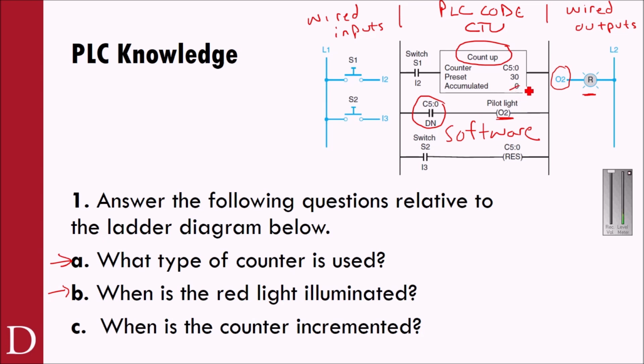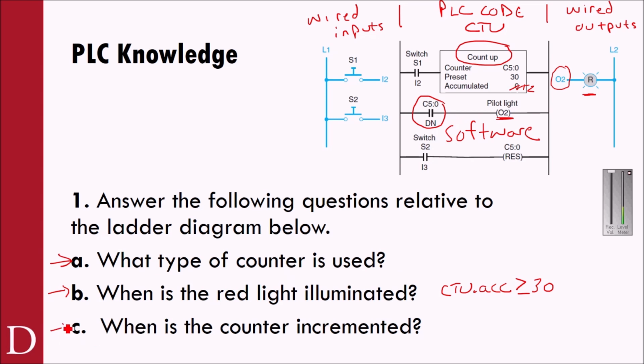So a 0 becomes a 1 becomes a 2, and so on and so forth. So when does the red light illuminate? Well, the answer is when the counter's done, which means the CTU accumulated value is greater than or equal to 30. That's when the red light's going to turn on.